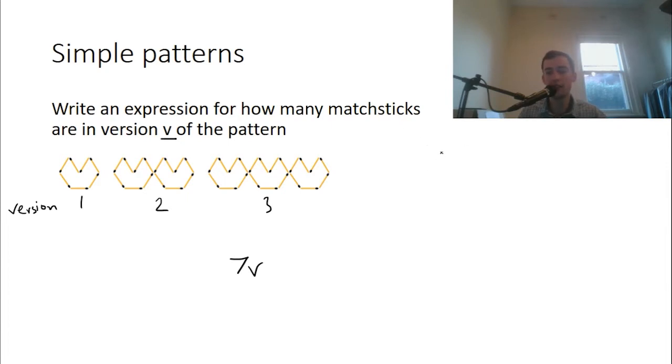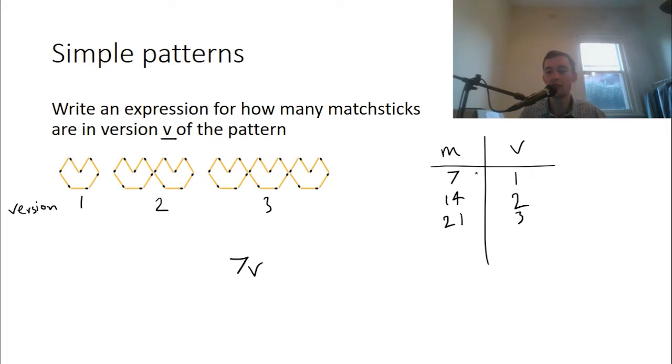Let's say I have matchsticks, which is M, and I have V, which is here. You can make a table. So if V is 1, you've got 7 matchsticks: 1, 2, 3, 4, 5, 6, 7. And you're adding another 7 over here. So that's 14 matchsticks when V is 2. When V is 3, you've got 21 matchsticks.